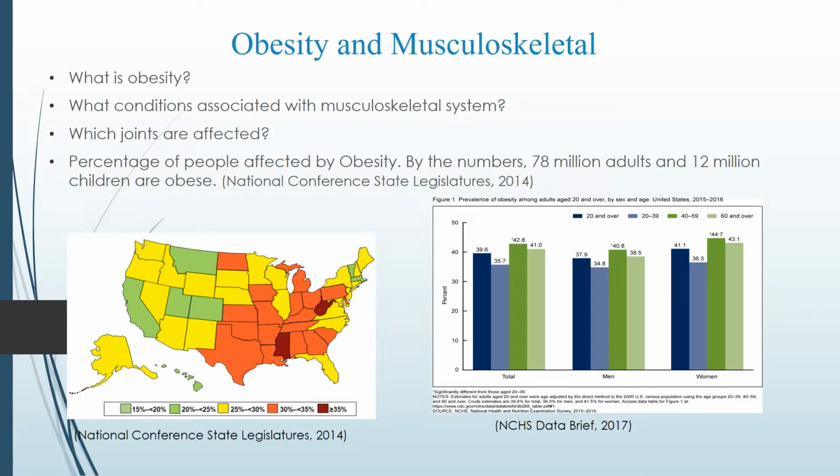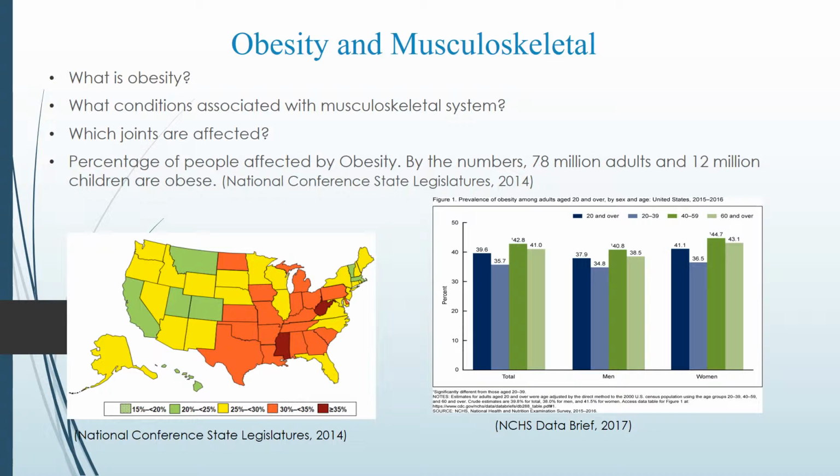These are some of the highlights that I will be mentioning in the PowerPoint as we move forward. What is obesity? What condition associated with the musculoskeletal system is caused by obesity? What joints are affected? And I just wanted to put in the percentage of people affected by obesity.